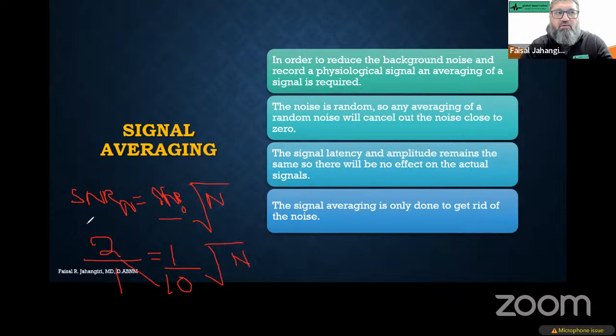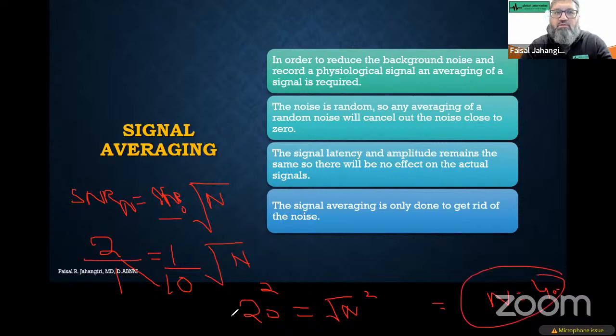So we take 10 here. So it'll be 20 is equal to 10 times √n, so 2 is equal to √n. When you square both sides, n is equal to 400. So you need 400 averages to make the signal twice the noise if the signal is 1/10 initially.